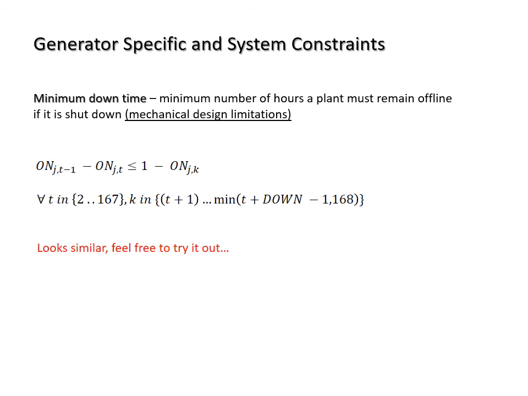So a similar constraint is in place to make sure that plants adhere to minimum downtimes. You need this because if you're turning off a really big thermal power plant, you can't just turn it right back on again, right? There may be some requirement that the plant has to stay offline in order to do regular maintenance that follows any time a plant is shut offline. Or there might be design limitations about how quickly a plant can ramp right back up into production.